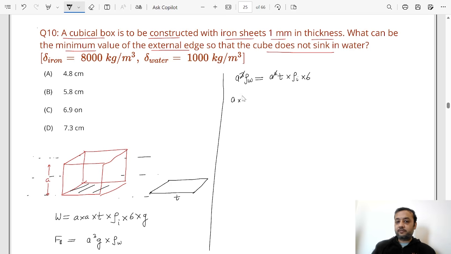So A is how much? A is what we have to find. Density of water is 1000. Thickness is 1 mm, so 10 to the power minus 3. In fact, everything is in centimeters, so let's convert this into centimeters.